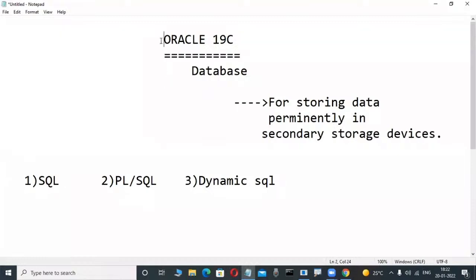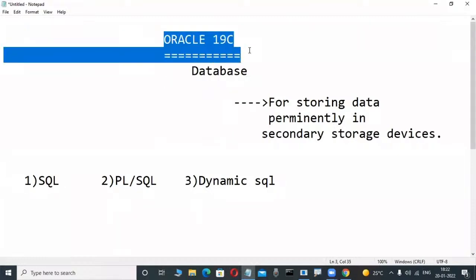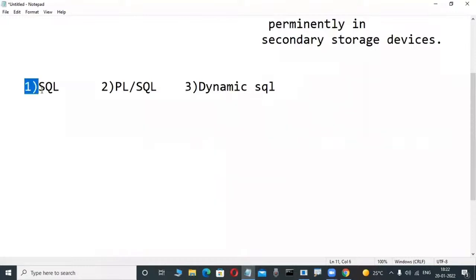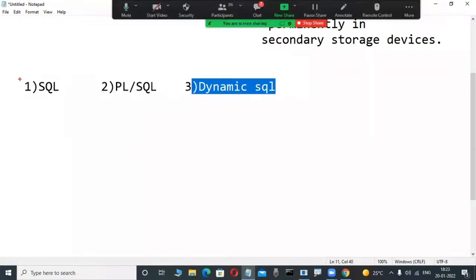That's why, observe here, Oracle is a product from Oracle Corporation. If you want to operate this relational database product, which languages are we learning? One is the SQL language, another one is PL/SQL, and another one is dynamic SQL. These three languages we are learning in our course.